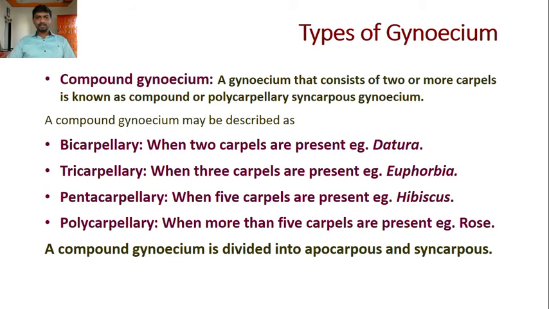The compound gynoecium is further divided into apocarpous and syncarpous. So what are the syncarpous and apocarpous conditions? When carpels are free, separated, we say it is apocarpous. Syncarpous is when the carpels are united, fused. So such a condition is syncarpous. We can see this in detail.